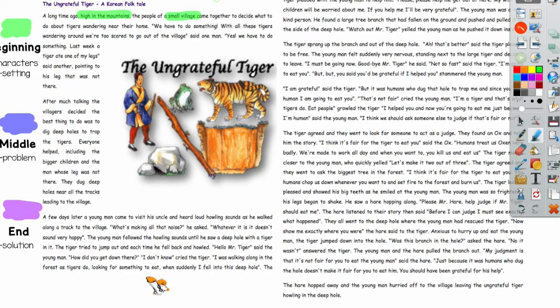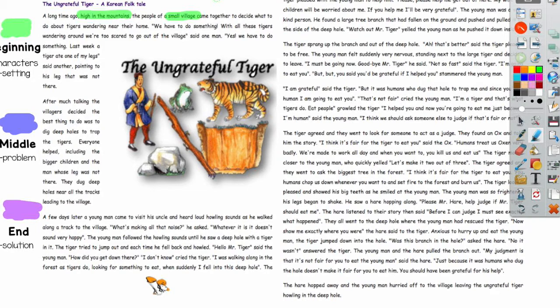After much talking, the villagers decided the best thing to do was to dig deep holes to trap the tigers. Everyone helped, including the bigger children and the man whose leg was not there. They dug deep holes near all the tracks leading to the village.